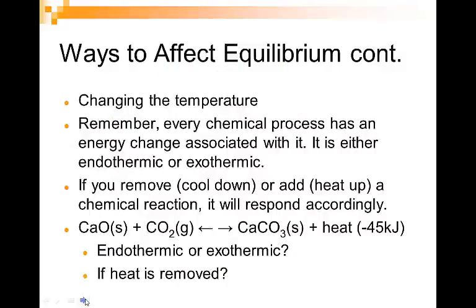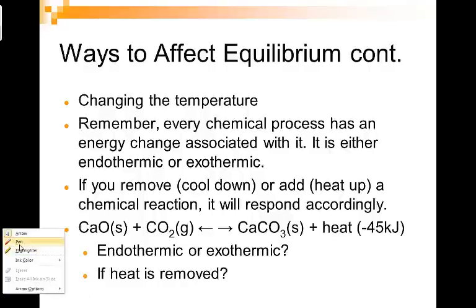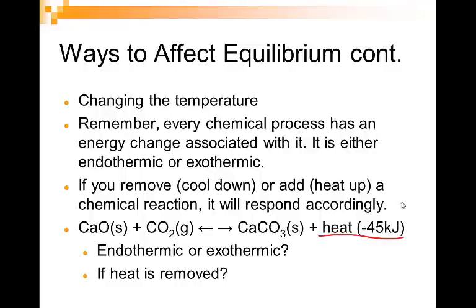Another way is to change the temperature of the system. As we know now, every chemical process is either endothermic or exothermic, and what you're going to see in these equilibrium expressions is the word heat or an actual amount of kilojoules of heat added to either the reactant or the product side. We can think of this as a reactant or a product. In fact, we're going to solve these changes in temperature exactly as we would adding or removing a product or reactant.